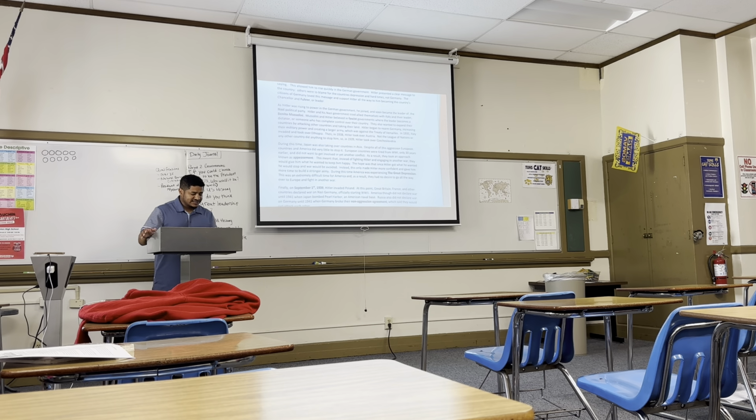Okay, so during this time, Japan was also taking over countries in Asia. Despite all the aggression, European countries and America did very little to stop it. European countries were tired from World War I only 30 years earlier and did not want to get involved in yet another conflict. As a result, they took an approach known as appeasement. This meant that instead of fighting Hitler and engaging in another war, they would give him what he wanted to keep him happy. The hope was that once Hitler got what he wanted, he would stop and the war would be avoided. Instead, this only made Hitler more confident and gave him more time to build a stronger army.